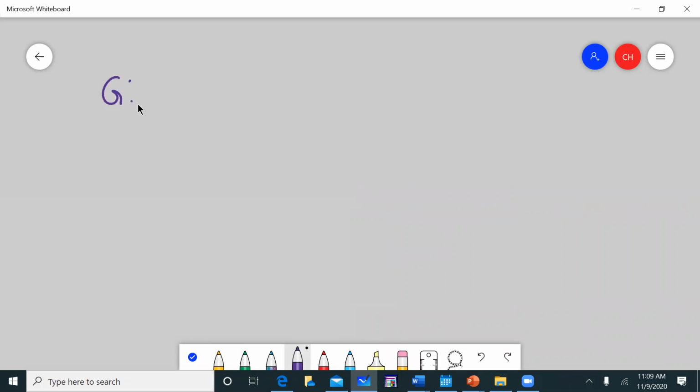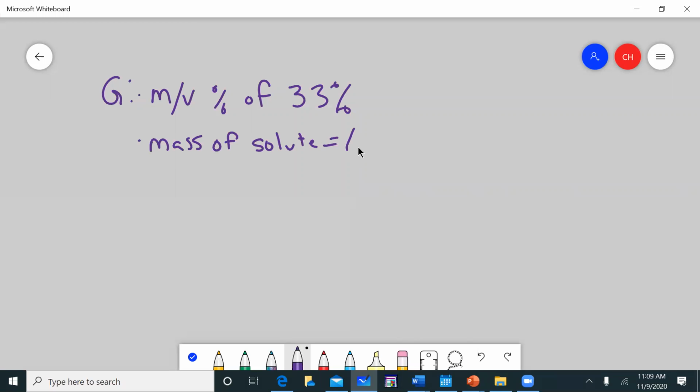So given, we have a solution that has a mass volume percent of 33%, okay? You also know the mass of solute is equal to 6.3 grams. Okay, I want you to find the volume of solution. And let's say this is a hydrochloric acid solution. So the mass of solute is 6.3 grams of HCl.